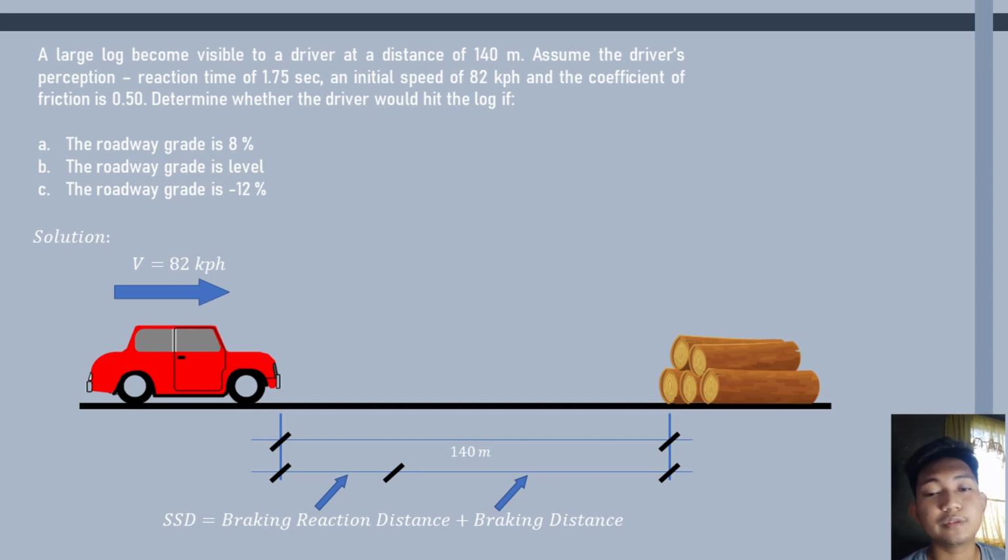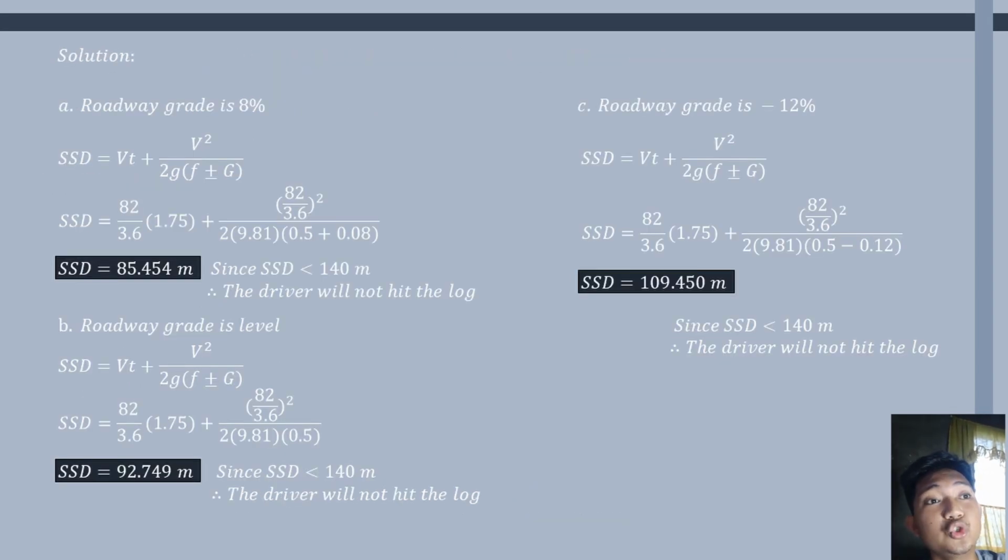Solution. In the illustration, we see a car with an initial speed V of 82 kilometers per hour, and the distance at which the log is visible to the driver is 140 meters. SSD is equal to the braking reaction distance plus the braking distance. First condition, the roadway grade is 8%. So SSD is equal to Vt, which is the braking reaction distance, plus the braking distance.